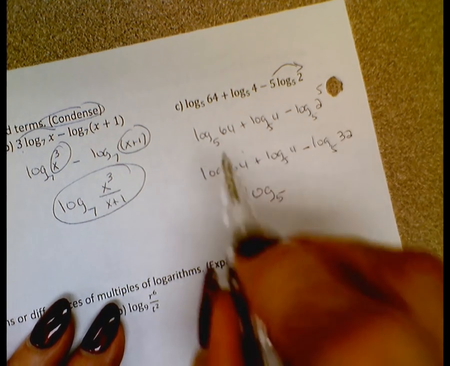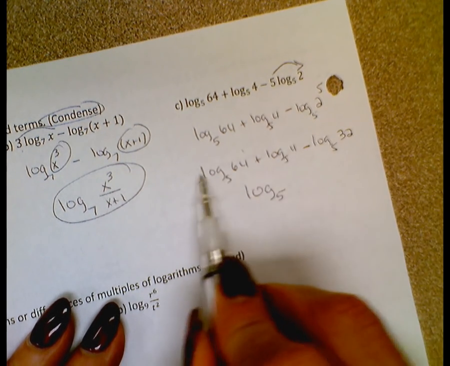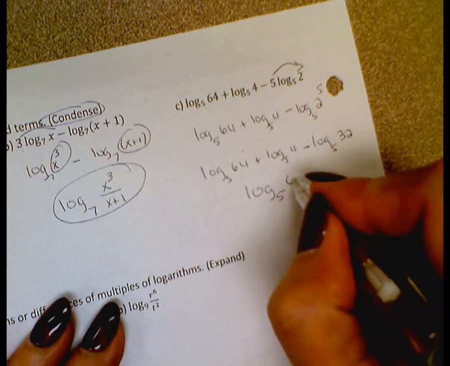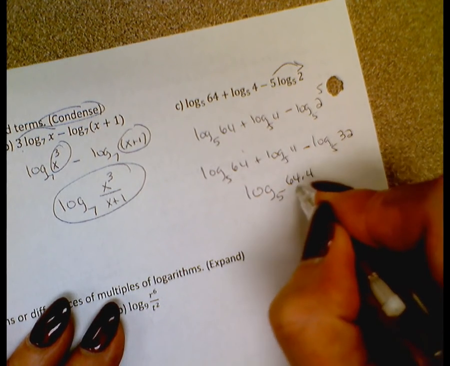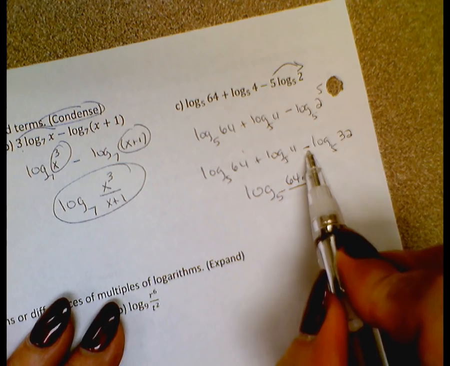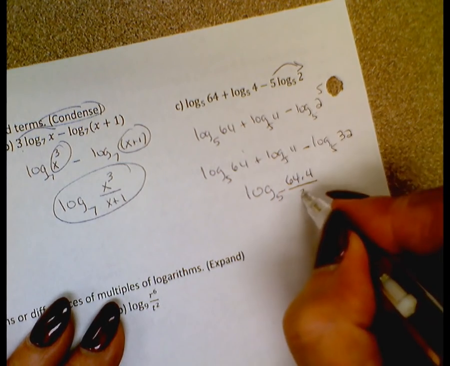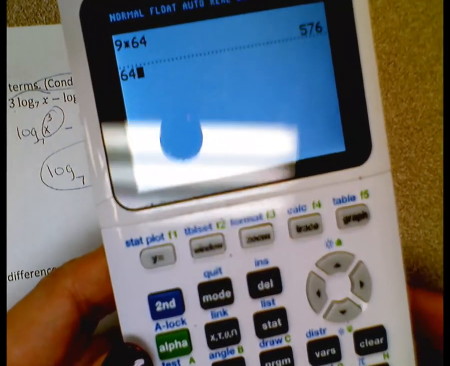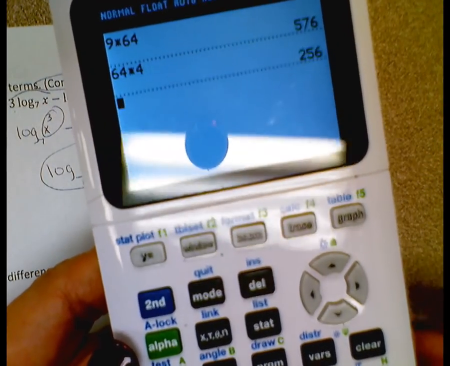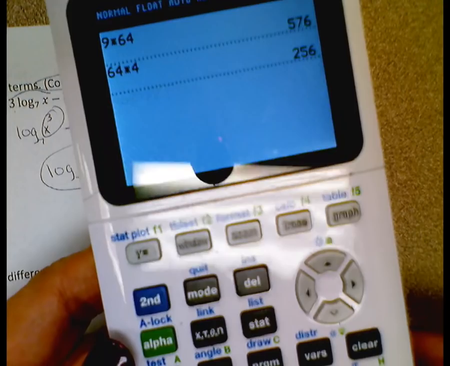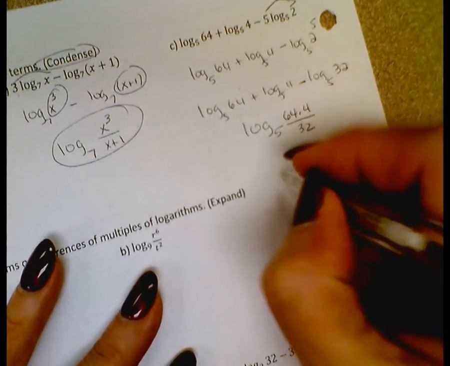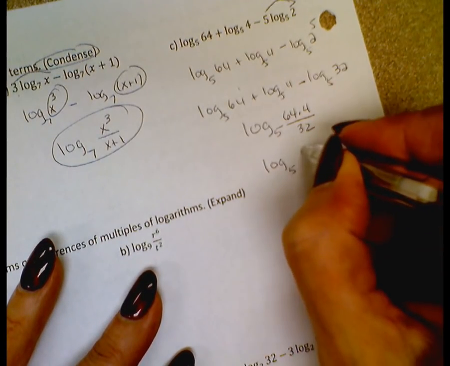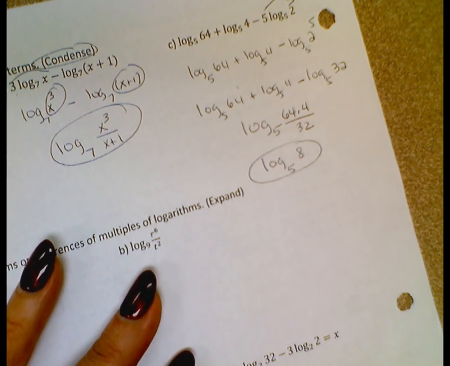So anything that has a positive in front of it goes in the top. See how this is a positive, positive? That means 64 and 4 go in the top. But the one that has a minus in front of it, that 32 goes in the bottom. So on your calculator, take 64 times 4, press equals, divided by 32, and that's an 8. So your answer is log base 5 of 8. That's your answer.